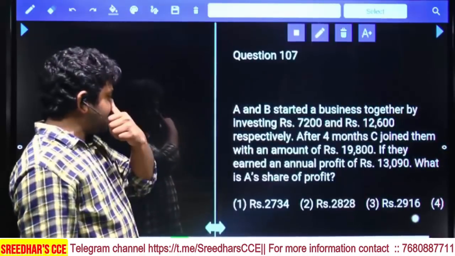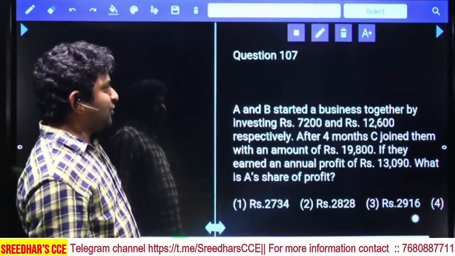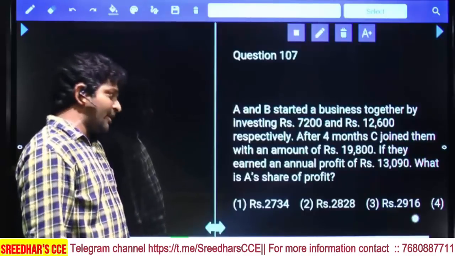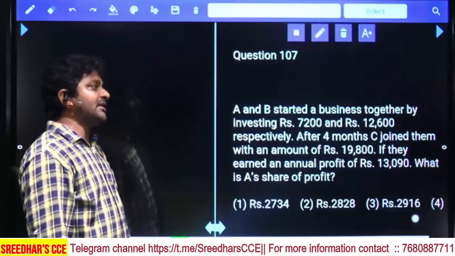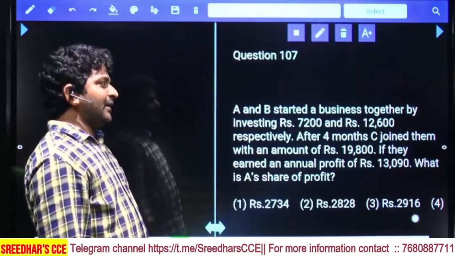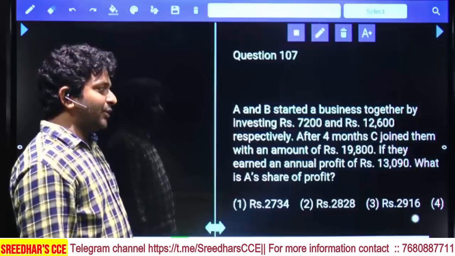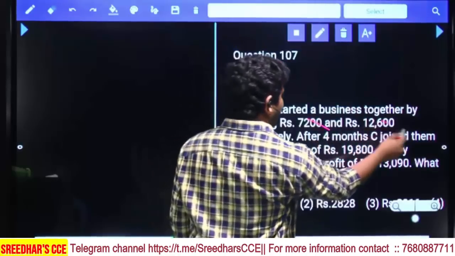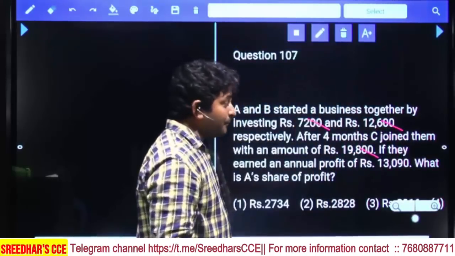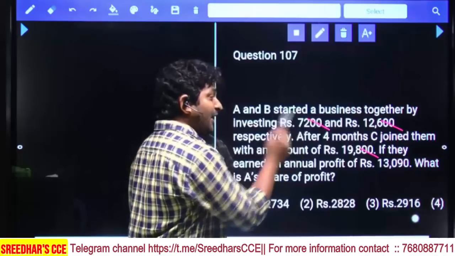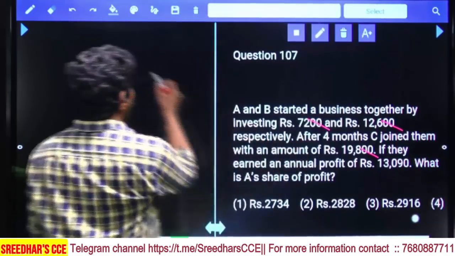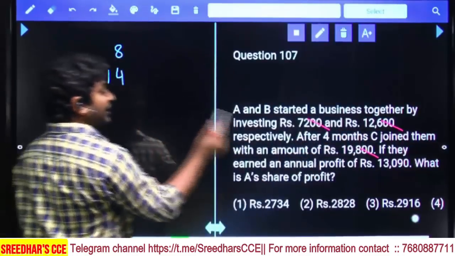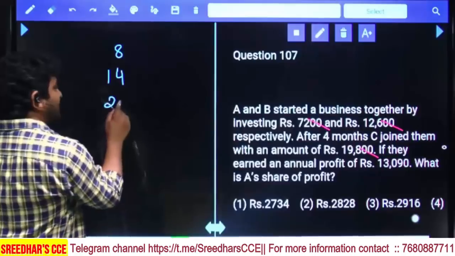A and B started a business together by investing 7,200 and then 12,600 respectively. After 4 months he joined with amount 19,800. If they earned an annual profit of 13,090, what is A's share? Now when you look at their investments, 2 zeros, 2 zeros, 2 zeros are common. But again, everywhere you have 9 multiple also. 9, 8 times, 9, 14 times, 9, 22 times.